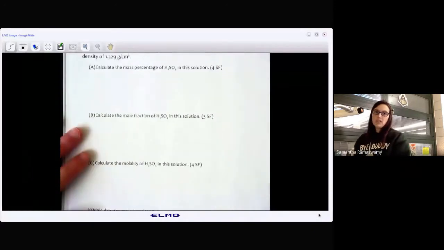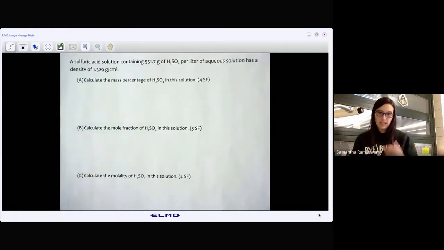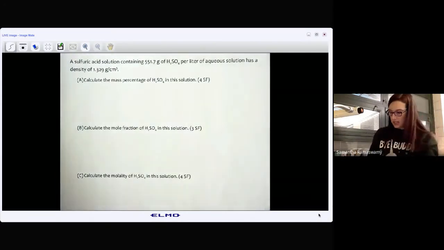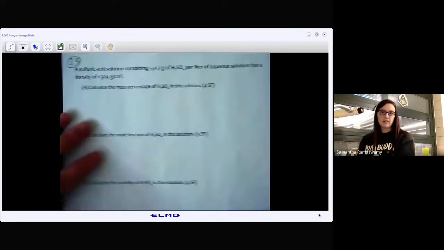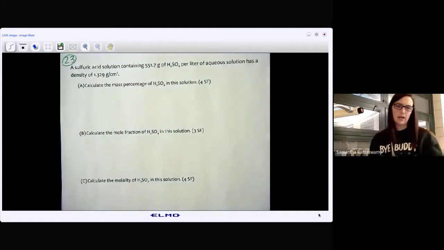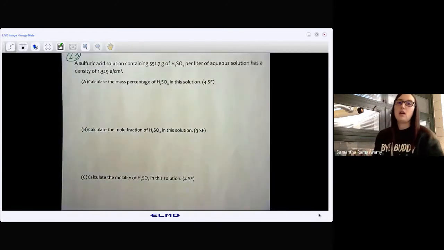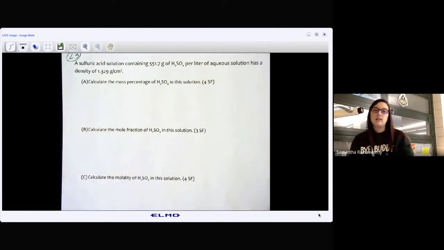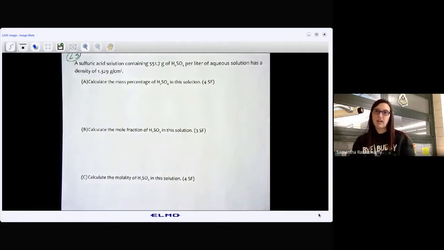So number 23, again, I just typed it out on a piece of paper so that I could work through it right here. But again, this is number 23. So your numbers will probably be different. Your density might be the same, but the mass of H2SO4 is probably different because I just made this number up. So, a sulfuric acid solution containing 551.7 grams of H2SO4 per liter of aqueous solution has a density of 1.329 grams per centimeter cubed.